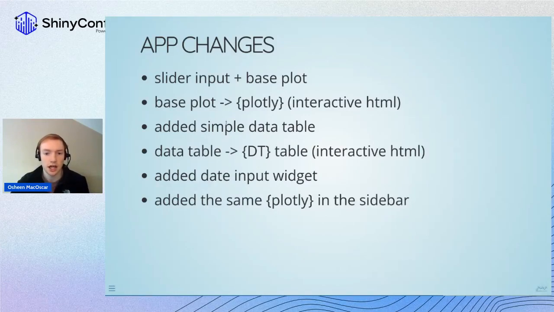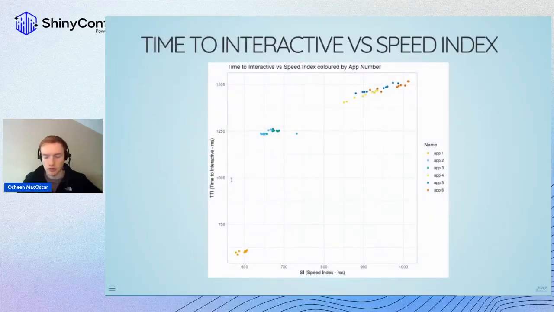Then I changed that to a DT table, which is another interactive HTML widget. Then I added a date input widget. And then in the last app, I added a plotly plot in the sidebar. So now I've got a few more plots with my findings.